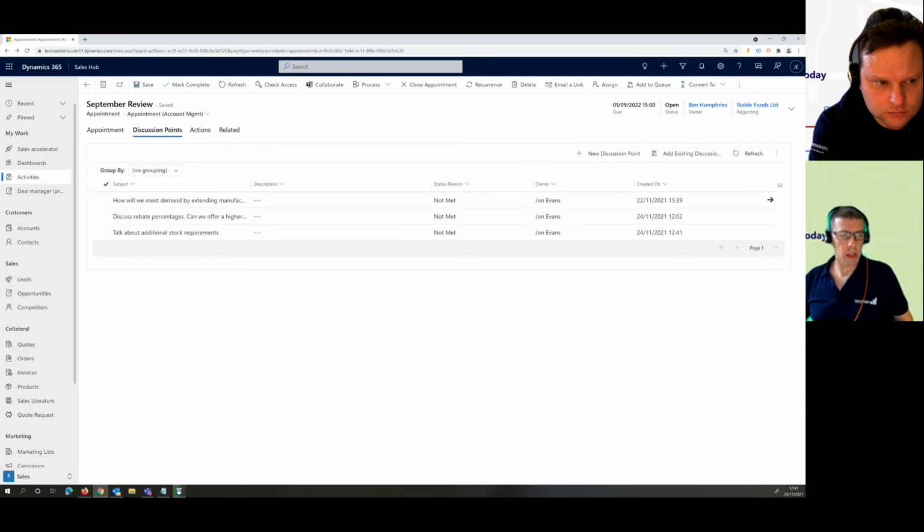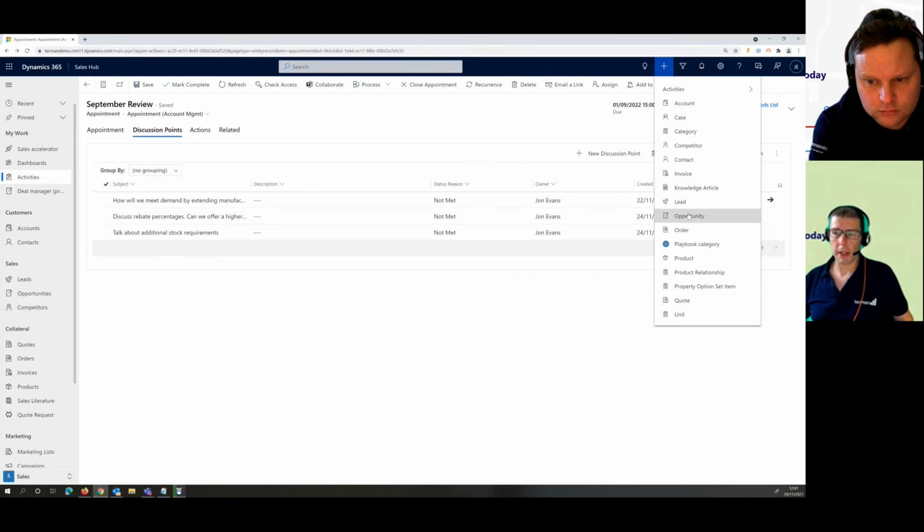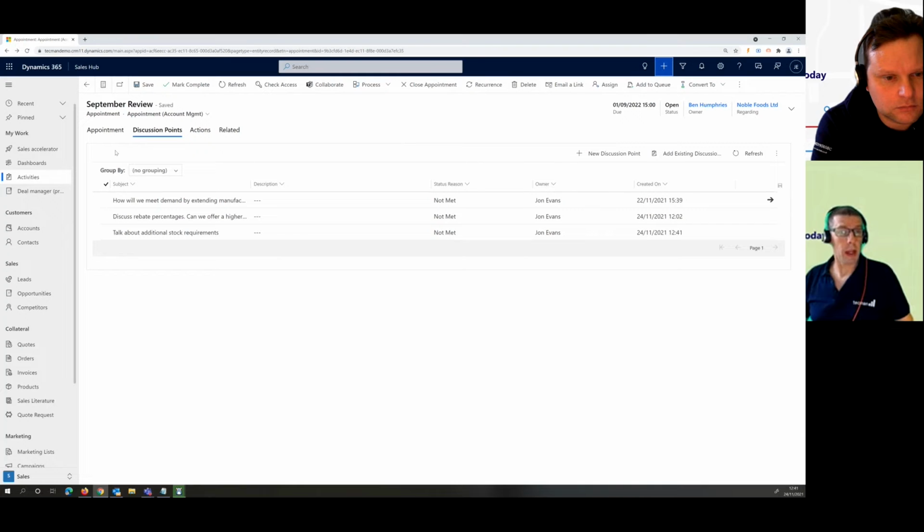Some of the features that we've added, although I don't think we've enabled it on here, is the ability to use CRM's Quick Create. Just by going on here and adding in the standard things like accounts and cases, let's say somebody answering the phones could have the option to add in a discussion point. They simply add that in, pick the account, and because we know that the latest appointment against Noble Foods is this September review, that discussion point will then pop up here for the account manager to raise when they next have a meeting with the customer.